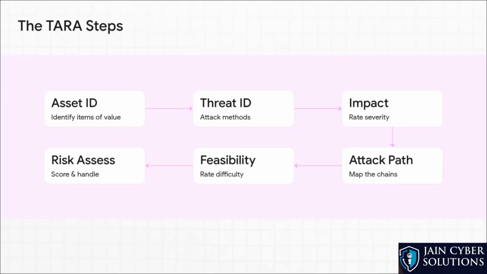Section 2, the TARA methodology explained. So, what is TARA? It stands for Threat Analysis and Risk Assessment. Found in Clause 15 of the ISO 21434 standard, it gives engineers a really powerful structured roadmap. It's a systematic 7-step process. You start with asset ID, then define threat scenarios, determine your impact rating, map out the attack path, calculate the feasibility rating, produce a final risk value, and wrap up with risk treatment.